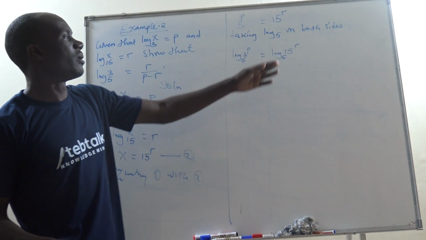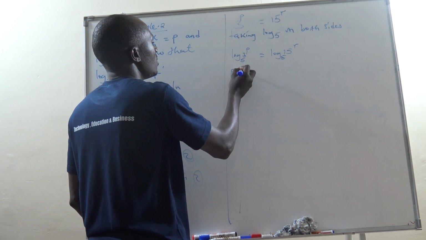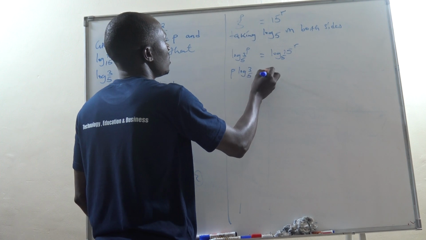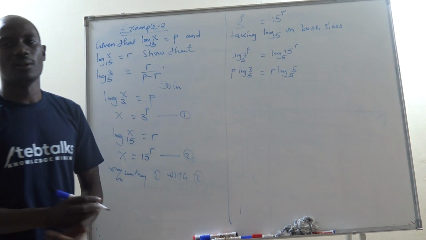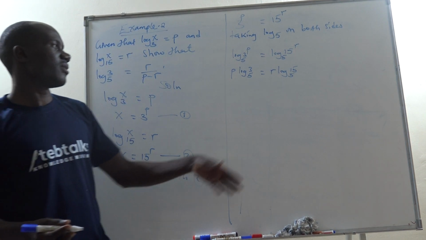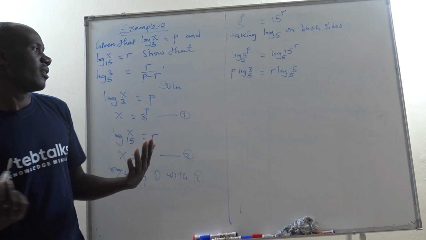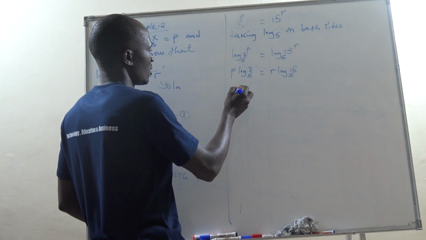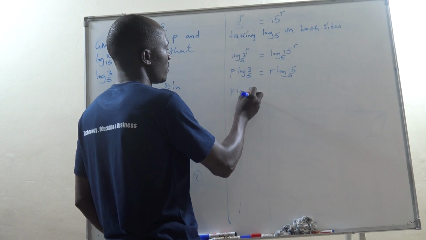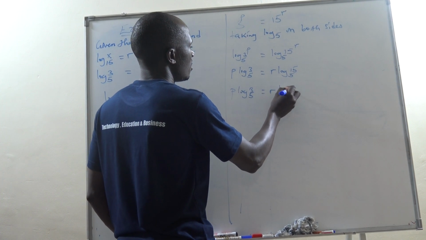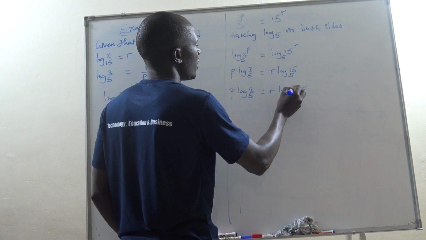When the power is up, it is brought to this side. What are we having? We have p log of 3 base 5 equals r log of 15 base 5. Again, from the factors, 15 is related to 5. We can even break it. If we can break 15, we can go p log of 3 base 5 equals r log of 3 times 5 to base 5.